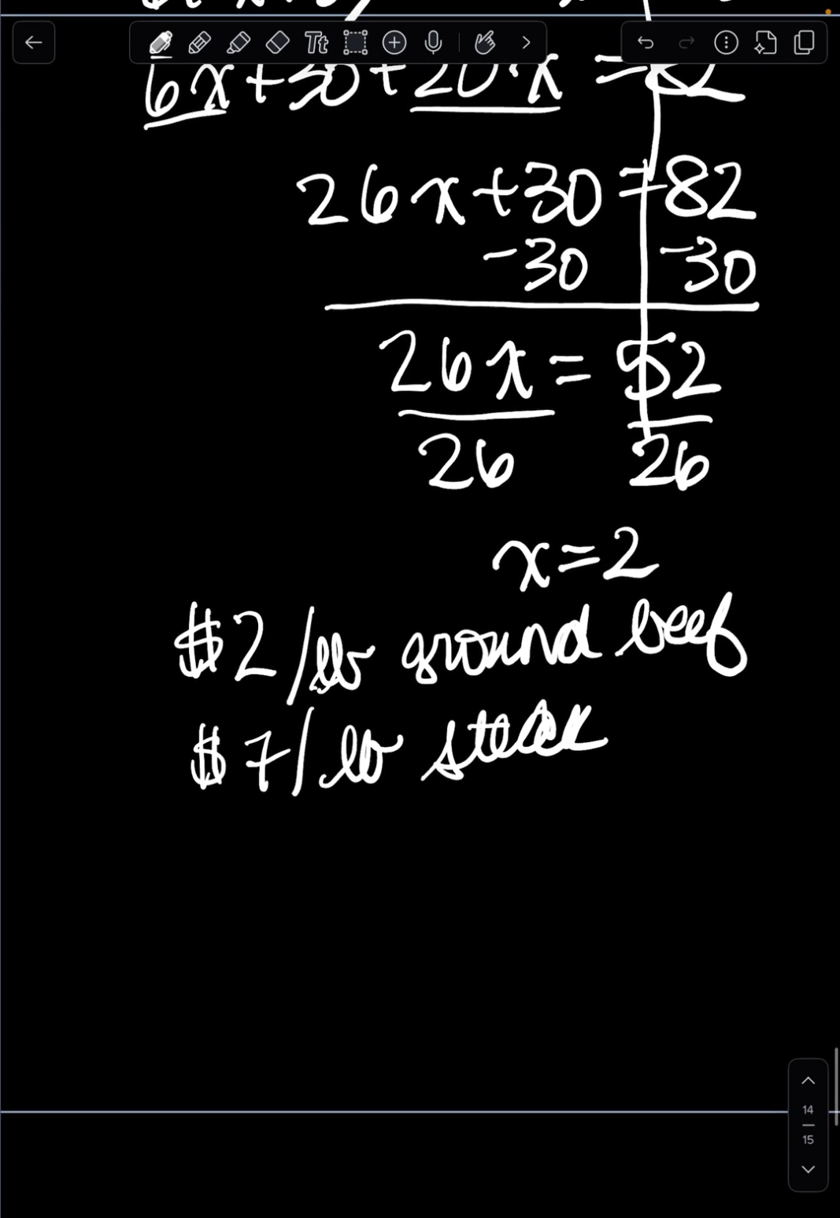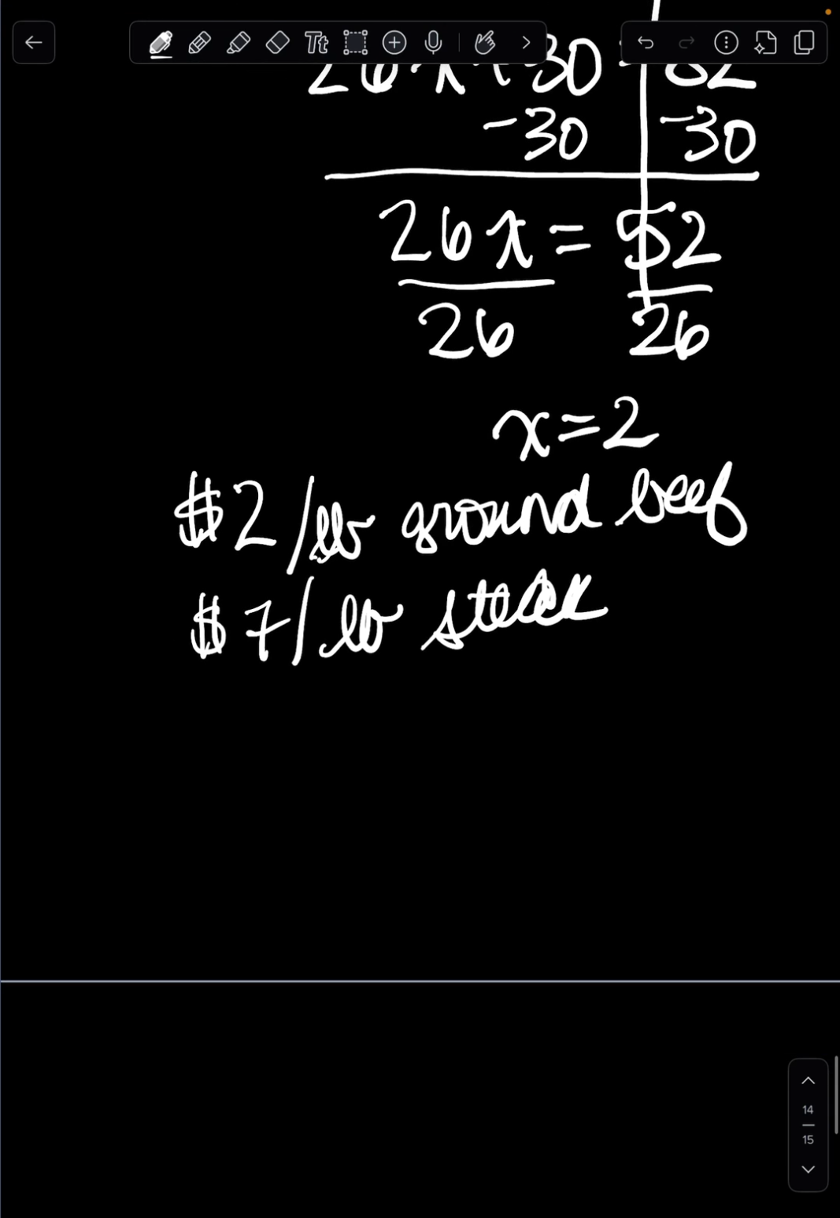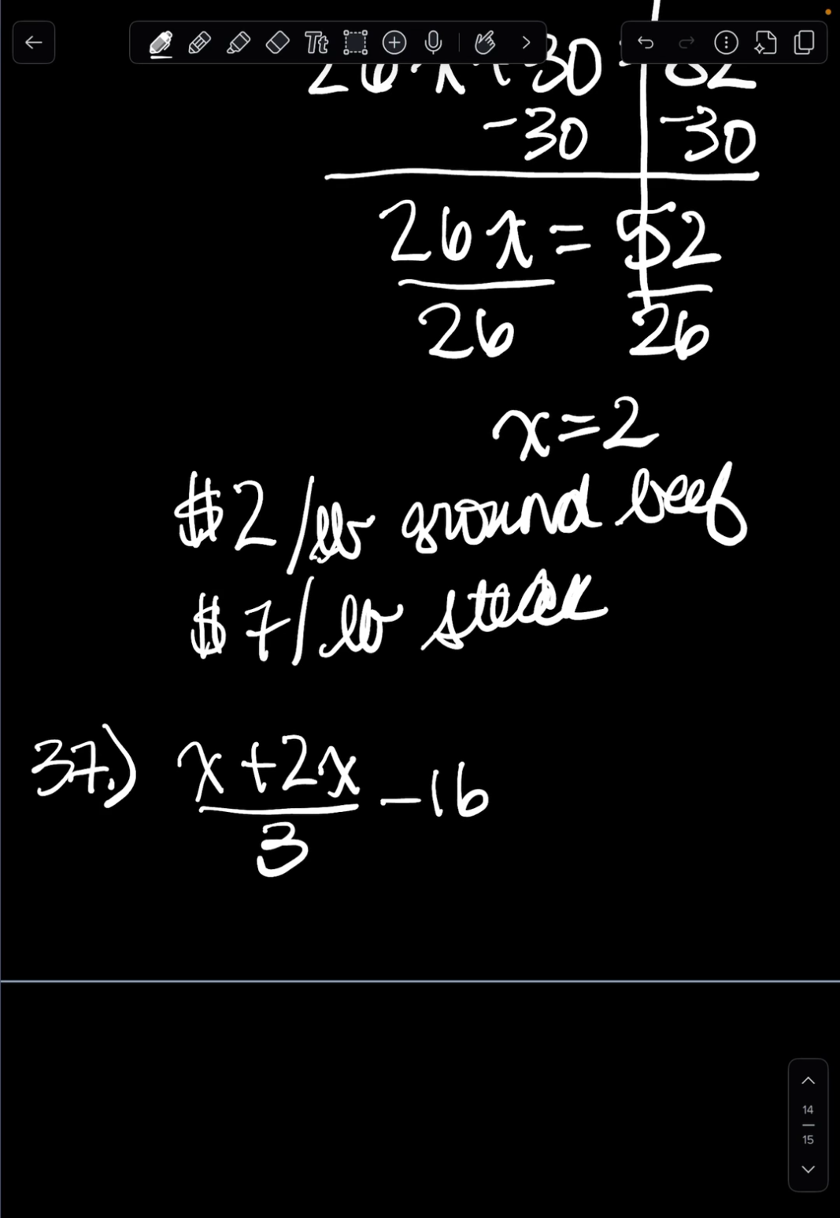Okay, cool. All right, I think we are almost finished with these. What are we working on here? 37 yet. Solve each equation. X plus 2x all over 3 minus 16 equals 45.